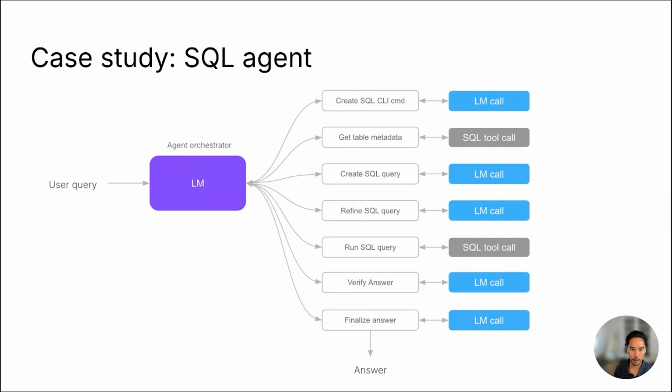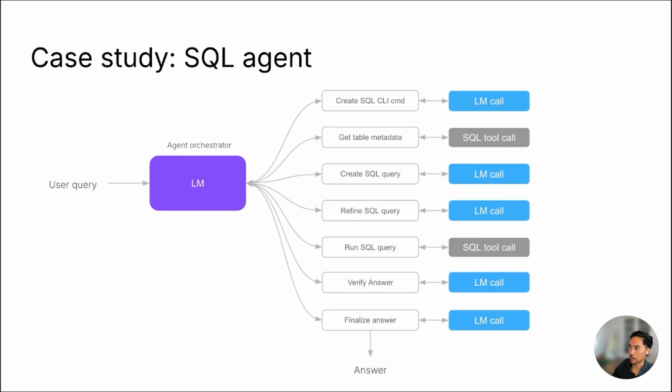So oftentimes you'll have what I'll call an agent orchestrator language model that is doing the most complex job. It's looking at the query, it's figuring out what tools and downstream LLM calls it needs to make to fulfill the user query. So oftentimes this is the last thing you'd want to change. But on the right-hand side, you have 2 tools here, a SQL tool call for getting the table metadata and actually running a SQL query.